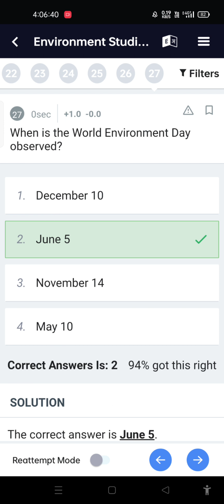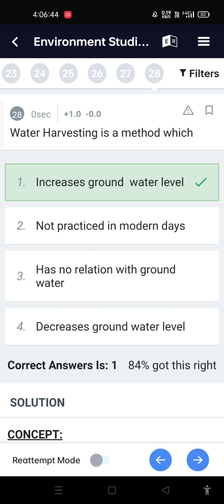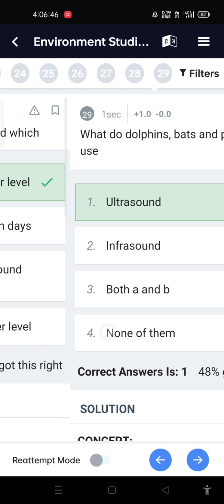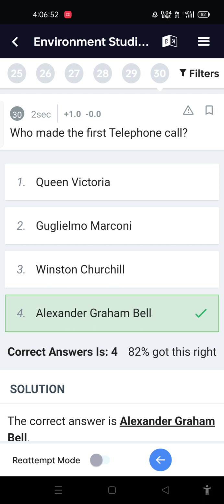When is World Environment Day observed? June 5. Water harvesting is a method which increases groundwater level. What do dolphins, bats and porpoises use? Ultrasound. Who made the first telephone call? Alexander Graham Bell.